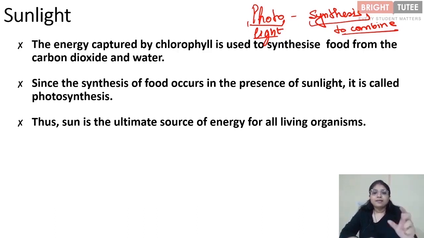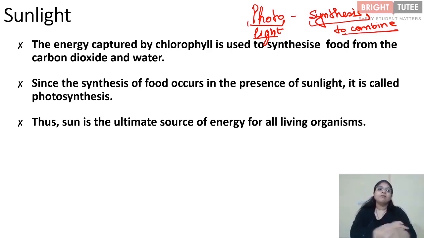So we can say that the sun is the ultimate source of energy of all the living beings. Why do we say this? It is very important to understand this because we have studied about the autotrophs and the heterotrophs. Heterotrophs are the animals and plants which depend on the green plants directly or indirectly for food, right? And if green plants were not there, what will happen? The heterotrophs will not survive.